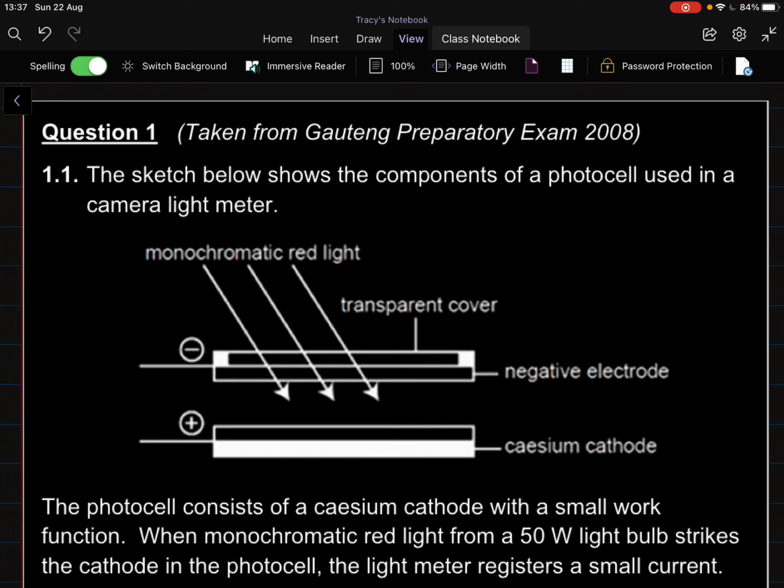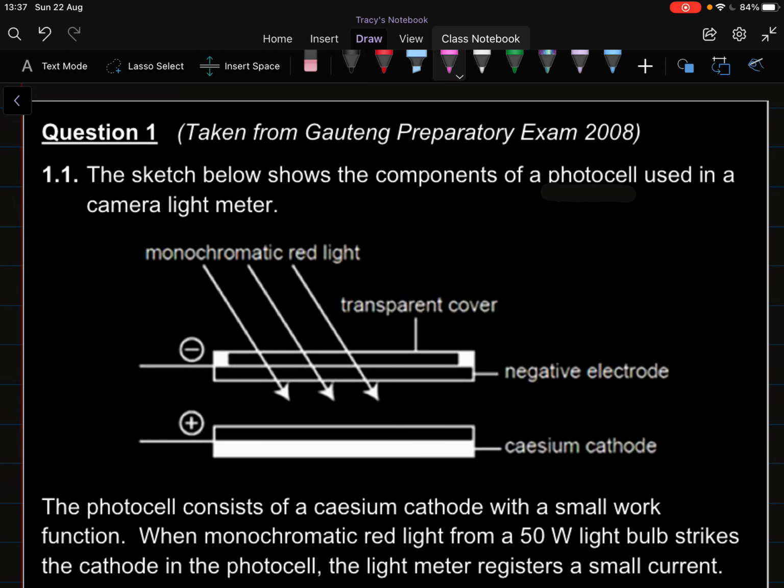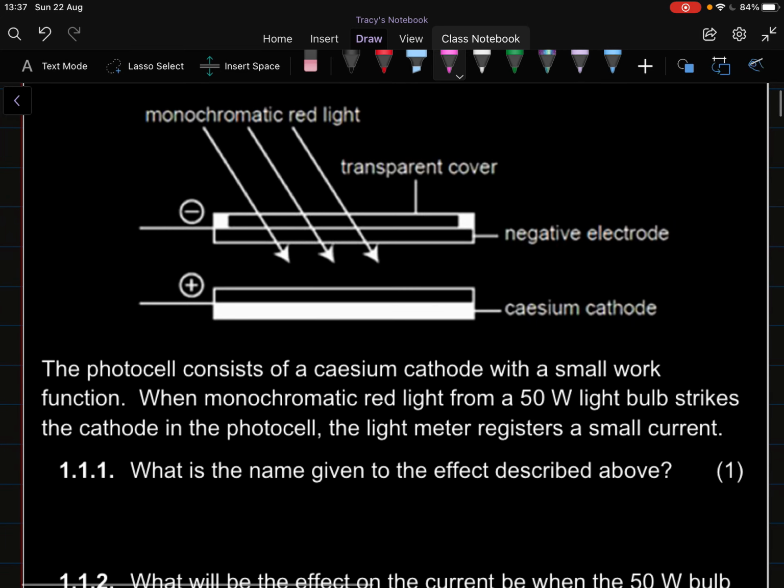Question 1 of the Optical Phenomenon worksheet, which is Photoelectric Effect, and it's taken from the Gauteng prelim exam from 2008. The sketch below shows the components of a photocell used in a camera light meter. Photocell just means that we get electric current by electrons being ejected by photons, okay? Then they say the photocell consists of a cesium cathode. There we go. So cesium is the metal we're using with a small work function, which means it doesn't take a lot of energy for the electrons to be moved off.